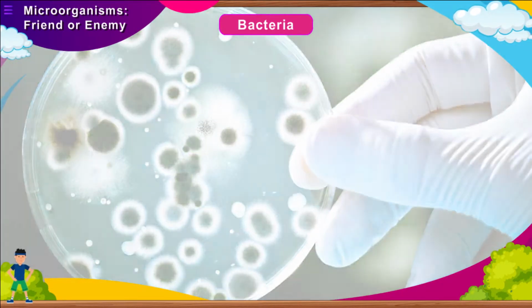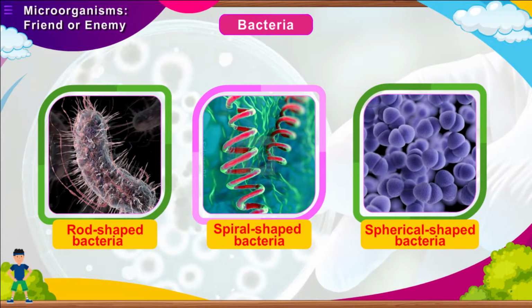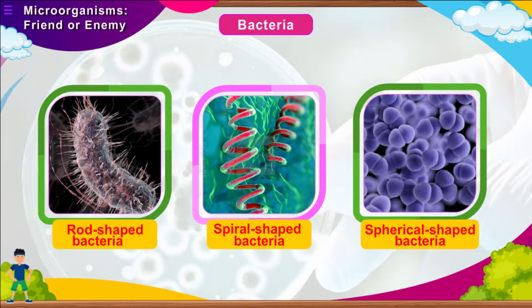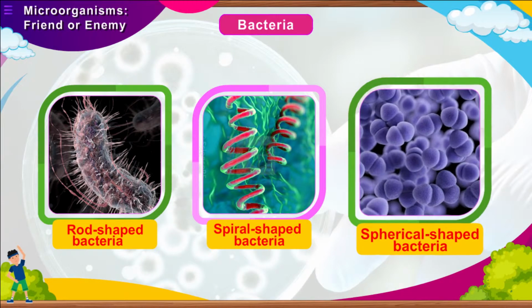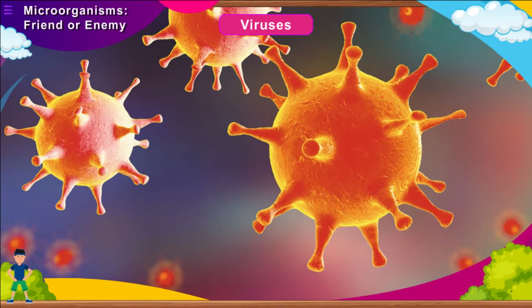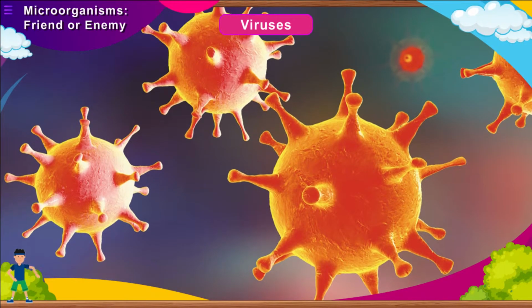Bacteria exist in 3 different shapes. These are rod-shaped bacteria. They are also called bacillus or bacilli. Escherichia coli. Spiral-shaped bacteria. They are also called spirillum or spirilla. Treponema. Spherical-shaped bacteria. They are called coccus. Staphylococcus aureus.